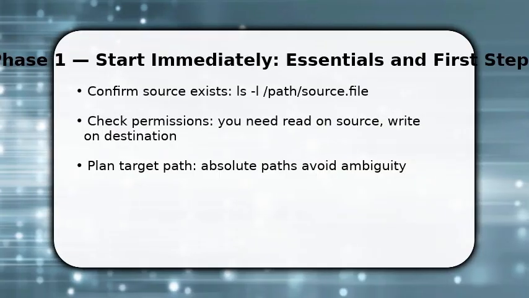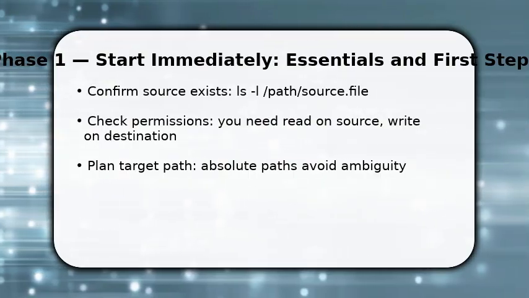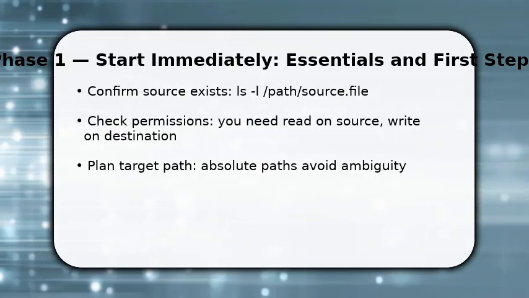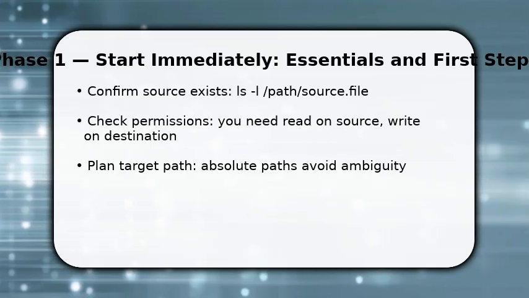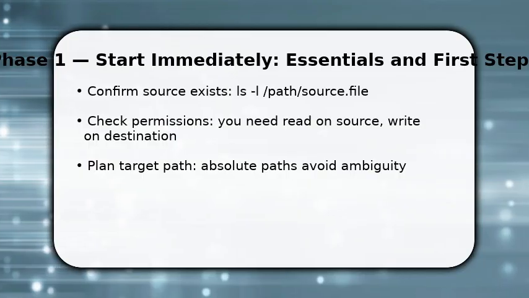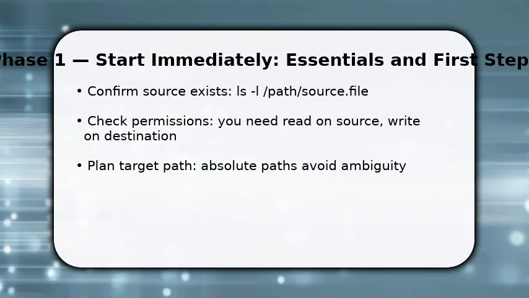You start by verifying the source file and permissions. This prevents silent failure. Once confirmed, run cp with absolute paths, for example, cp /full/path/source-file /full/path/destination/. You use -v for verbose feedback and -p to preserve timestamps and permissions when that matters.